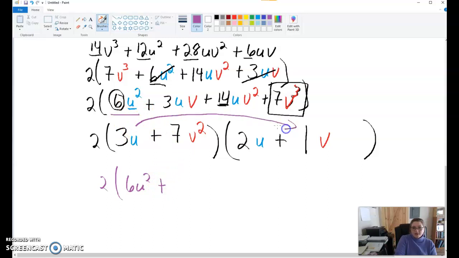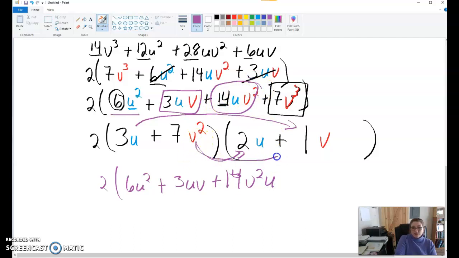So I get 6u squared, and the 2 still on the outside, plus, if I'm factoring this out and I multiply 3u times 1v, that gives me a 3uv, which took care of this term. Then I multiply 7v squared times 2u gives me a 14v squared u. So that just took care of this term. And my final term, when I multiply it, is going to give me a plus 7v cubed.